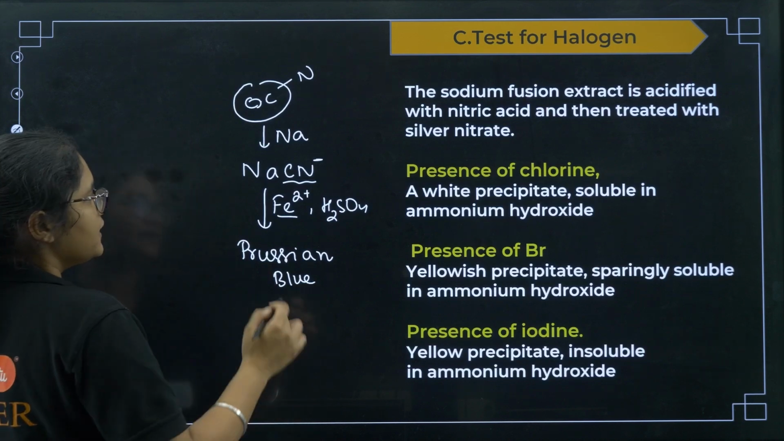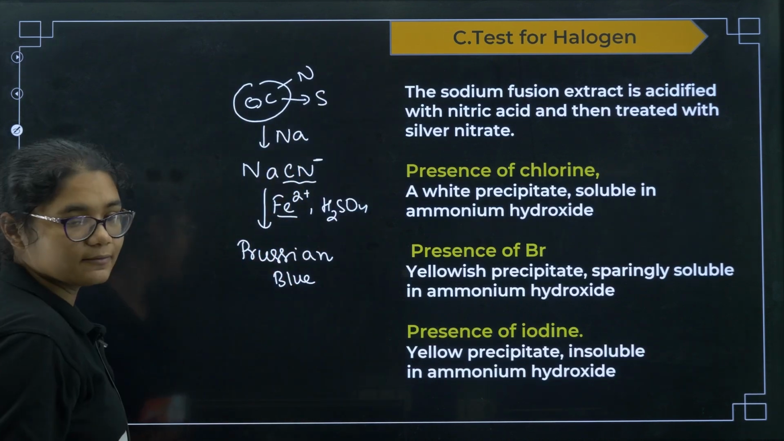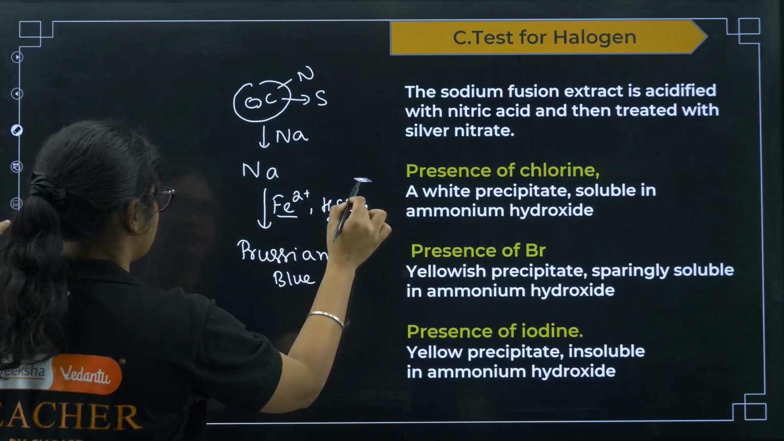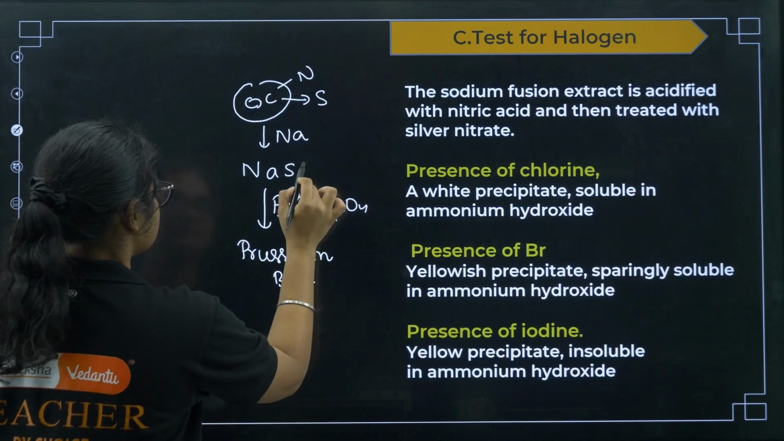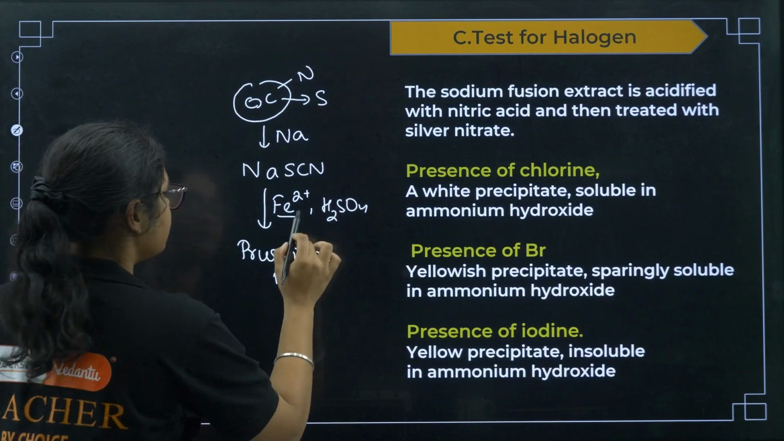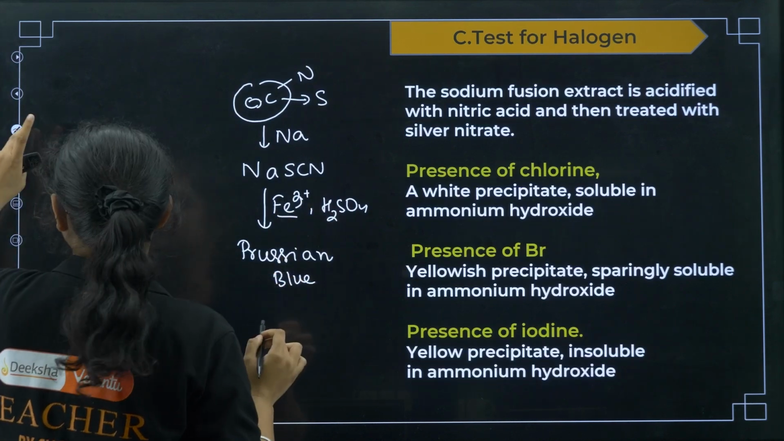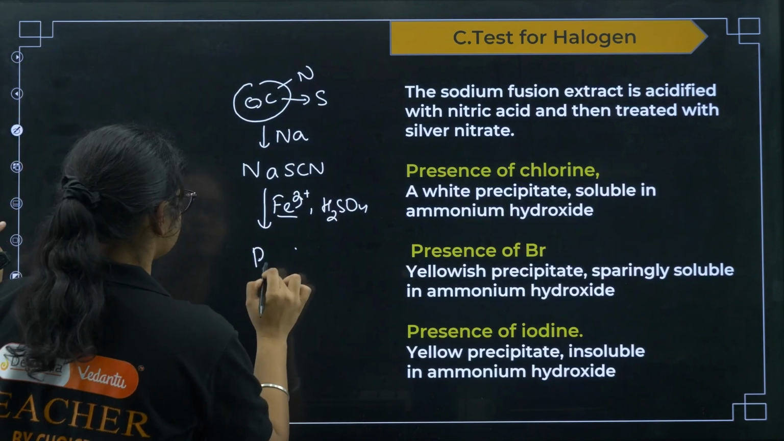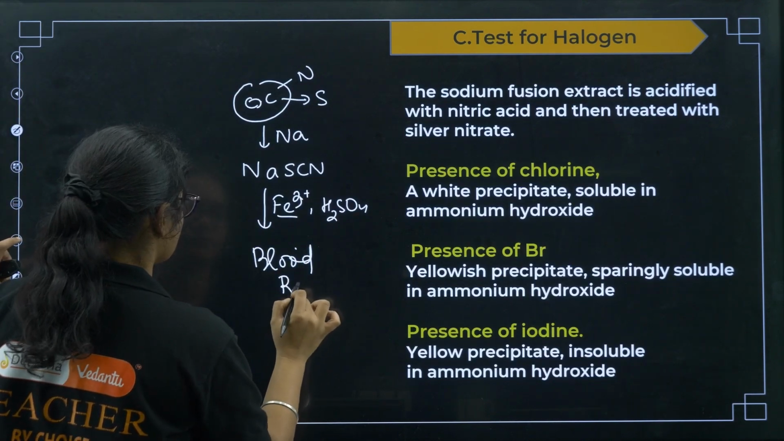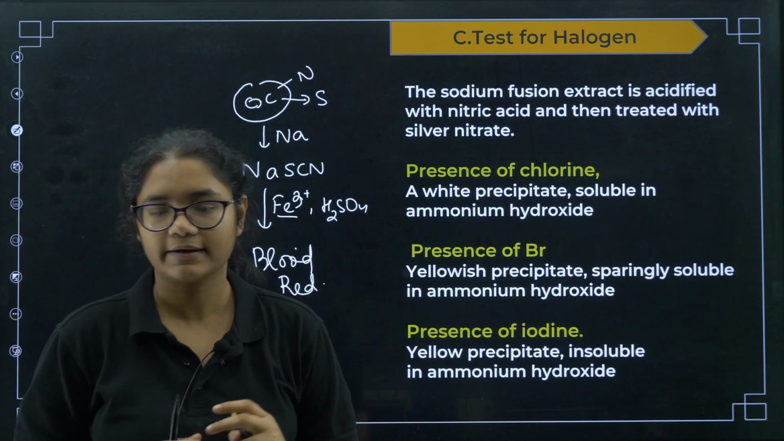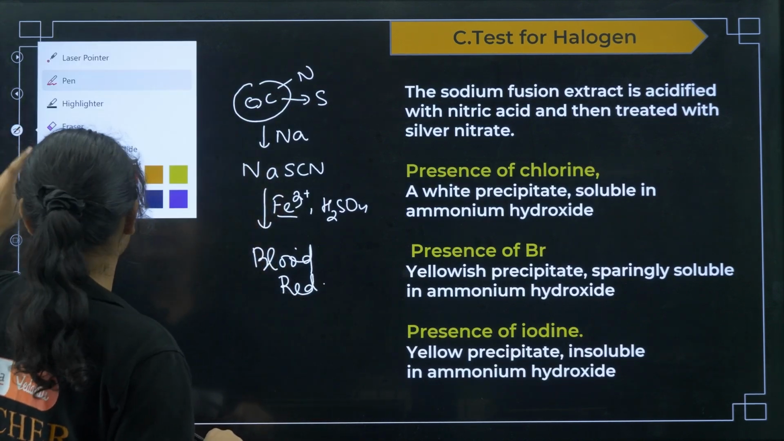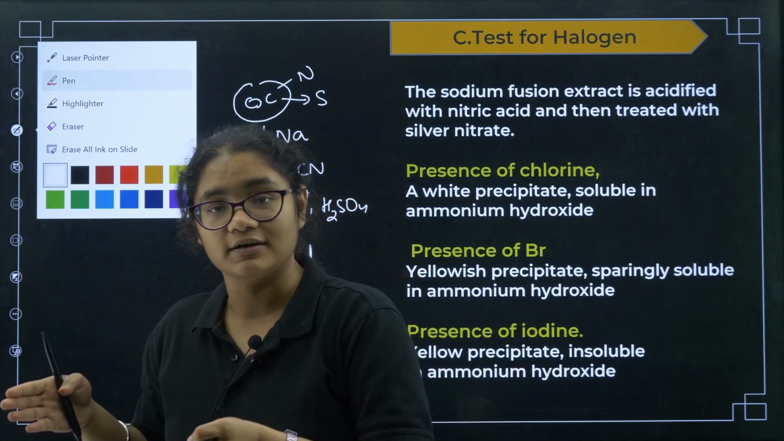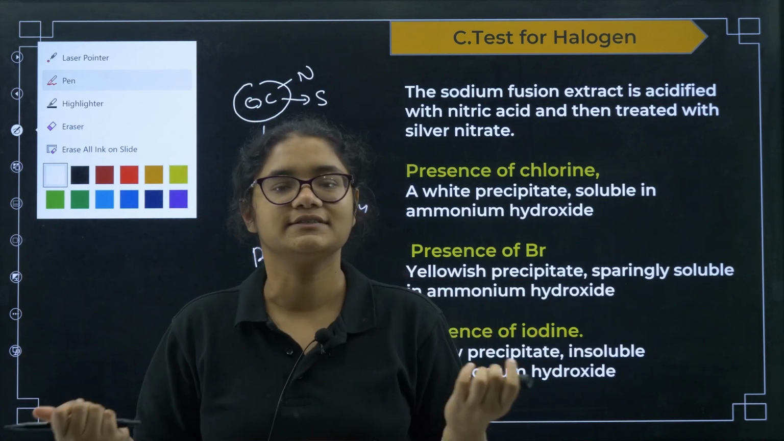But if this compound also has sulfur in it, then what we will get? What is formed is not NaCN, right? It gives you NaSCN, sodium thiocyanate. And when Fe3 plus reacts with this, instead of Prussian blue, we will get a blood red color compound. Okay, clear? So that is how you can detect whether nitrogen is present, or sulfur is present, or both nitrogen and sulfur are present.